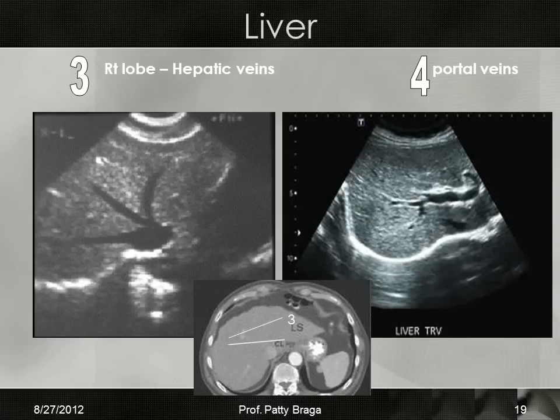From there, we'll start sliding our transducer to the right and inferiorly, and the next landmark that's important for us is the portal vein.